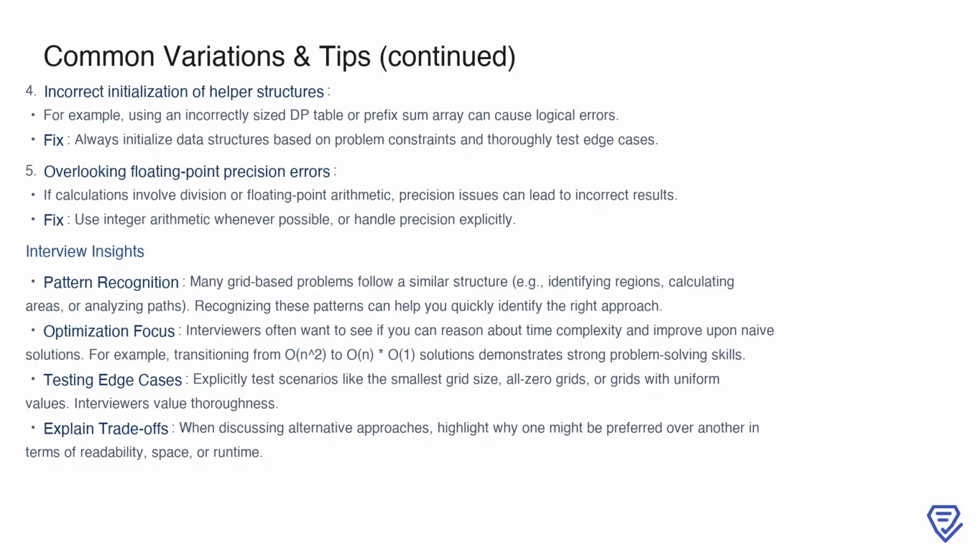Additionally, interviewers often focus on optimization. Demonstrating your ability to improve a naive solution, such as reducing an O(n^2) approach to O(n) with better memory usage, showcases strong problem-solving skills. Finally, always test edge cases like the smallest grid size and all-zero grid, or grids with uniform values, and be prepared to explain the trade-offs between different solutions in terms of readability, space, and runtime.